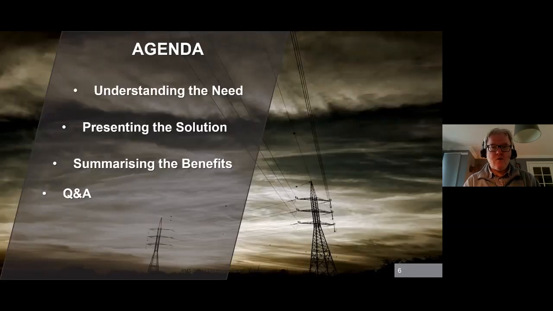So what we're going to do today is, I'm going to run through the understanding of what the need is for an interruption to supply module for Geofield. And my colleague Jim Downey is going to present the solution that we have, this module. And then it's going to come back to me and I'm going to talk through the benefits, and then we'll have a Q&A session. Next slide, please.